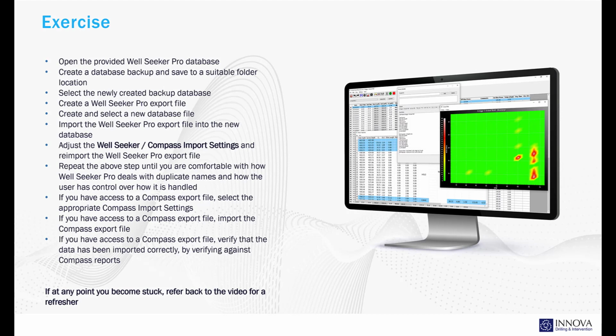The next step is go to File and WellSeeker/Compass import settings and adjust the settings and re-import the WellSeeker Pro export file. You will then see how the warning messages change based upon your selections from the WellSeeker/Compass import settings dialog. Next, repeat that step until you're comfortable with how WellSeeker Pro deals with duplicate names and how the user has control over how it's handled. So just keep changing settings, pulling in those export files until you are 100% happy with how it works.